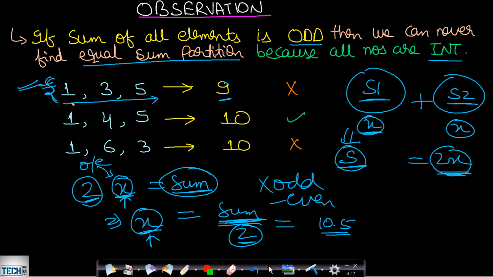Okay, so in this case, if you see this set 1, 3, 5, it will not be possible to divide this given set into two subsets such that the sum of each of the subsets will be equal. This will not be possible because the sum is odd. Now for the second and the third case, it can be possible. If the sum is even, then it may or may not be possible. In the second case it is possible, in the third case it is not possible.